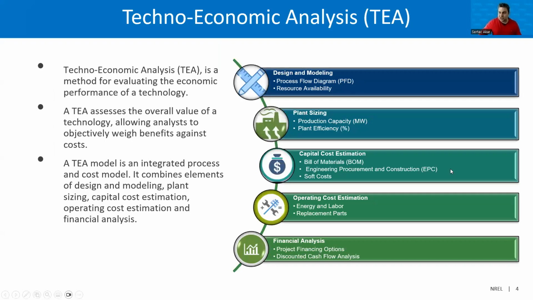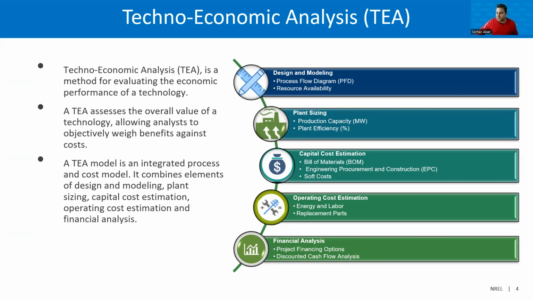So as an introduction, this is Techno-Economic Analysis 101. Techno-Economic Analysis, TEA for short, is a method for evaluating the economic performance of a technology. The TEA assesses the overall value of the technology, allowing analysts to objectively weigh benefits against cost. It is an integrated process and cost model which combines the elements of design and modeling, plant sizing, capital cost estimations, operational cost estimations, and also financial analysis.